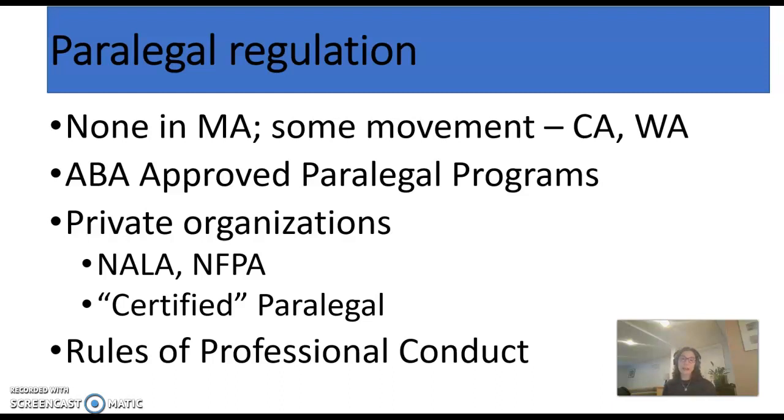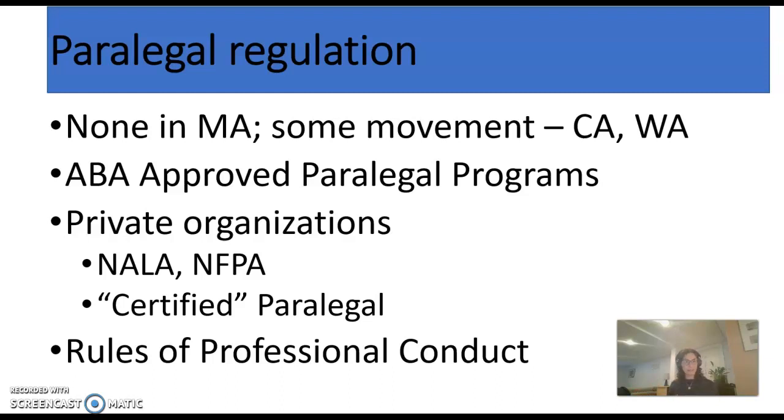There are some private organizations like NALA and NFPA. They stand for the National Association of Legal Assistants, the National Federation of Paralegals. And these are not state entities. They're not run by any one state, and they're completely voluntary organizations. But they do provide some professional assistance. And through their additional coursework and membership, you could become what they call a certified paralegal.